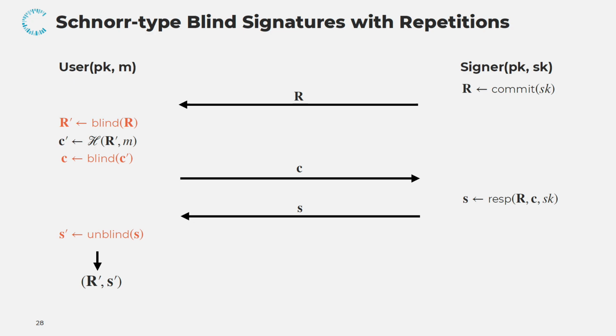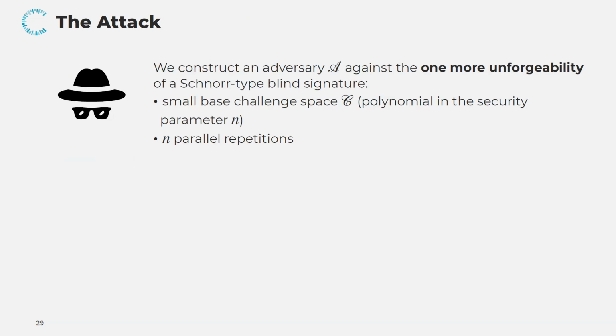Okay, so this is what a Schnorr-type blind signature looks like, and we are going to see in a moment how to attack these schemes. More specifically, we are going to describe an adversary A against the one more unforgeability of Schnorr-type blind signatures with small base challenge space, and by small we mean polynomial in the security parameter n, performing n parallel repetitions. We have two attacks. The first one is called n out of n, and the attacker will output n plus 1 valid signatures after executing n concurrent sessions with the signer.